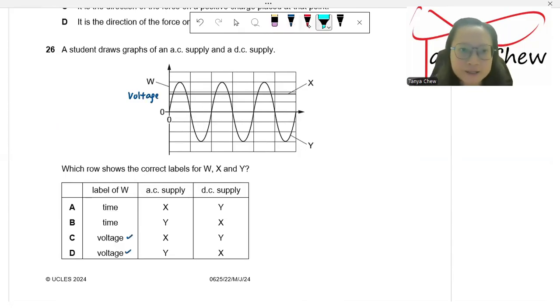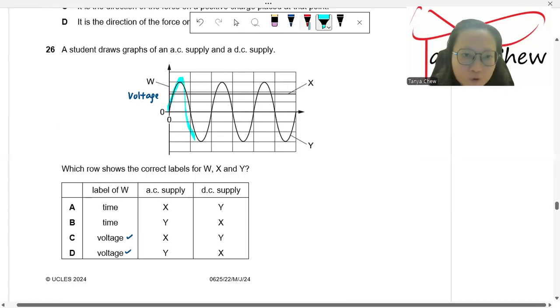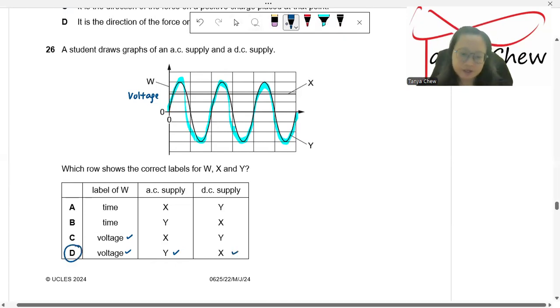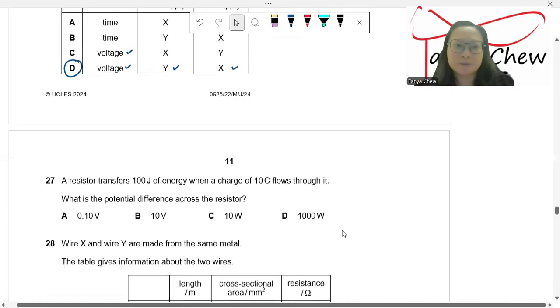AC supply is the one that is moving, right, like a wave direction, because AC supply is a supply that changes its direction every half a cycle. Therefore, AC supply is Y. DC supply, DC, that means the voltage is always constant. D is the answer. DC supply is X.